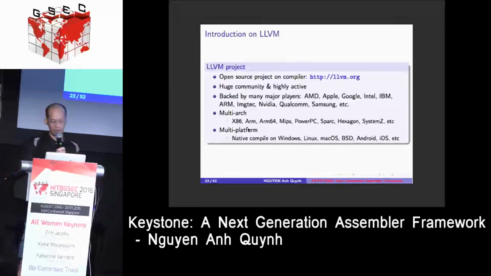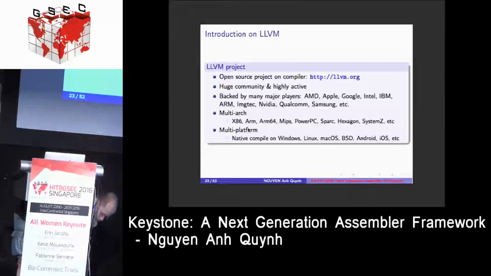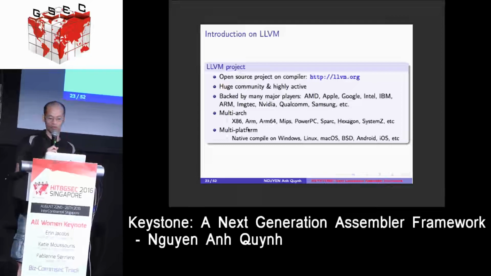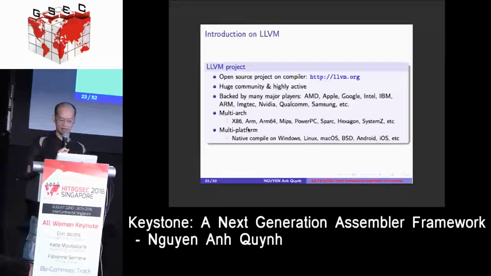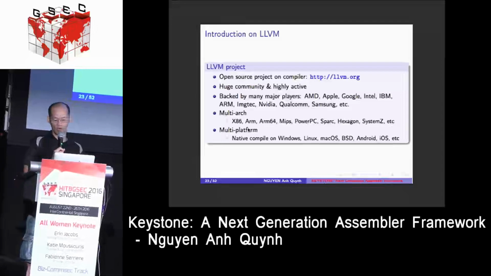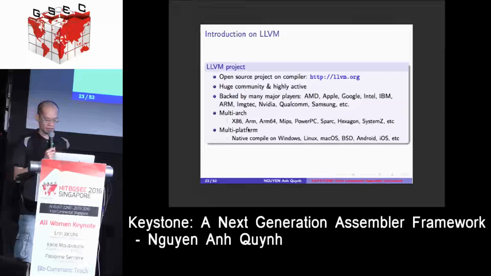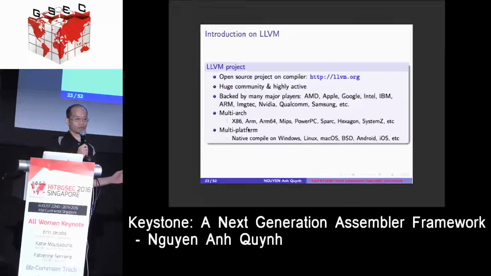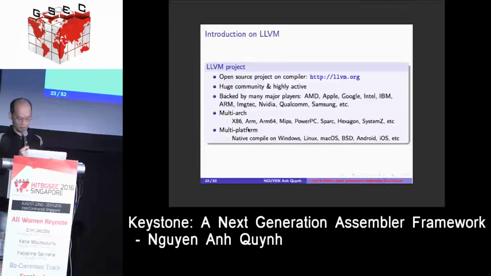LLVM is an open source compiler project, so you can build your own compiler based on LLVM. LLVM has a huge, very active community, and it's backed by a lot of CPU vendors, because each CPU vendor wants to build a compiler for their CPU, right? So they back LLVM to make LLVM work for their CPU. LLVM is backed by AMD, Apple, Google, Intel, IBM, ARM, IMG Tech, NVIDIA, Qualcomm, Samsung, and a lot of other companies. It works on all kinds of platforms. So LLVM is a very nice project.